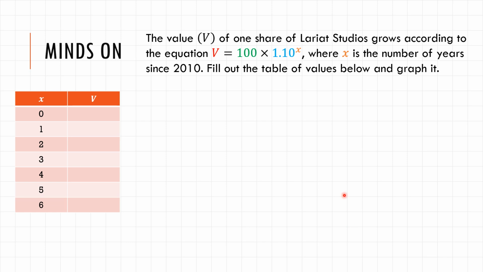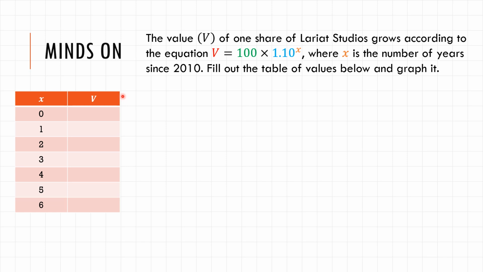The value of one share of Lariat Studios grows according to this equation. Now remember, a share is one little piece of the company. This company is split up into many little pieces, and they sell them to people so that they can raise money and develop their product. And later on, the company is more valuable. So each piece of the company is also growing in value, and it grows according to this equation. And we can see that X is the number of years since 2010.